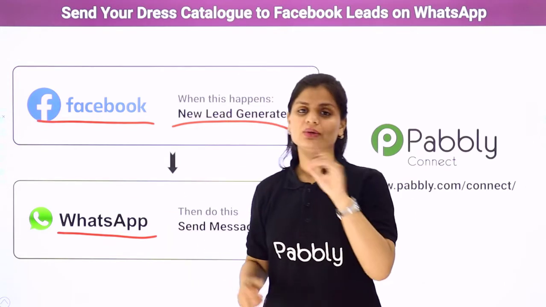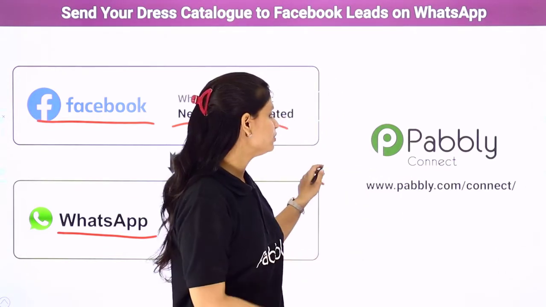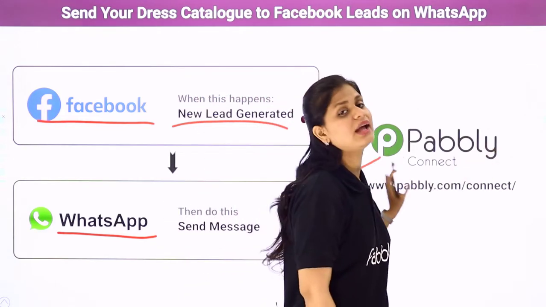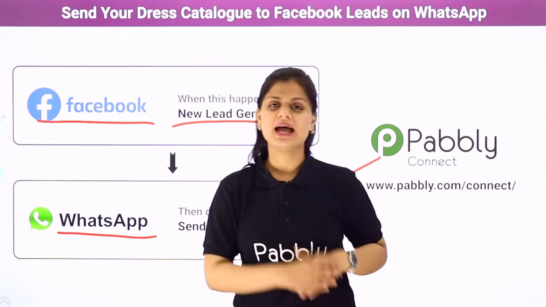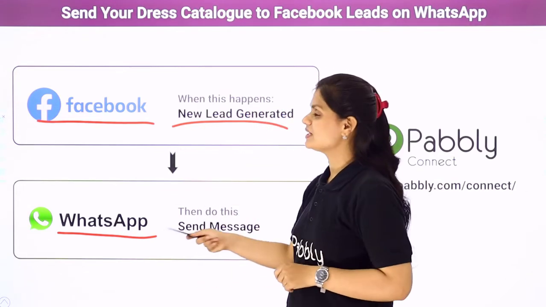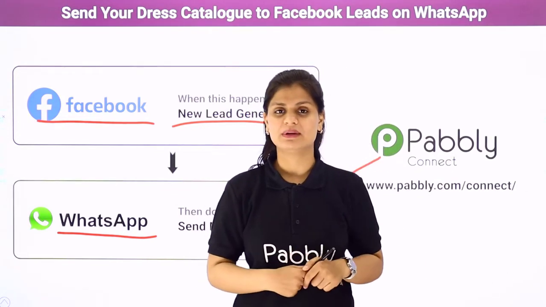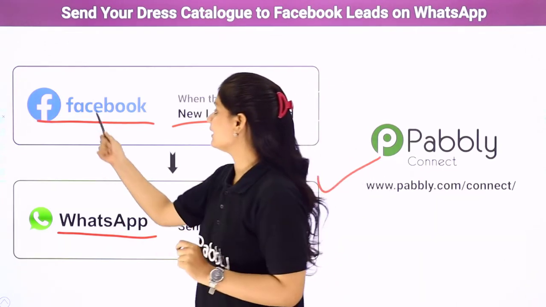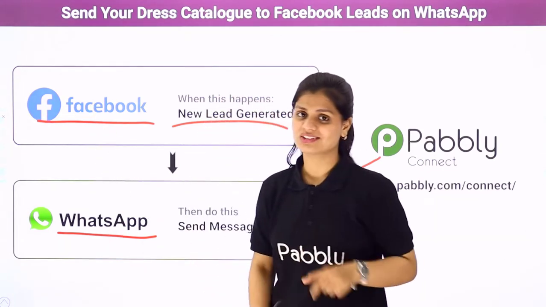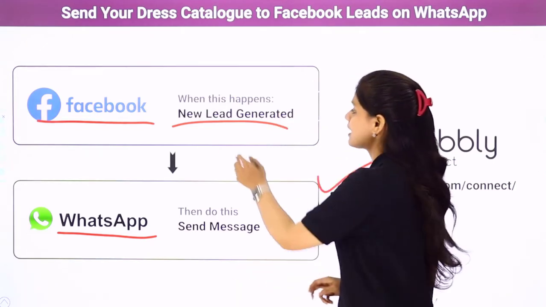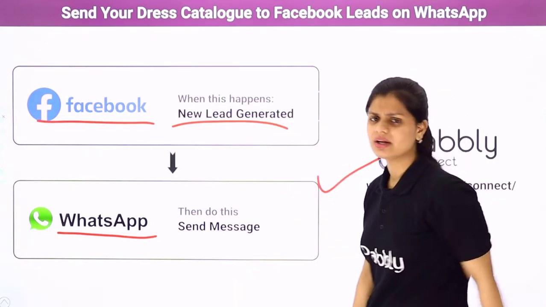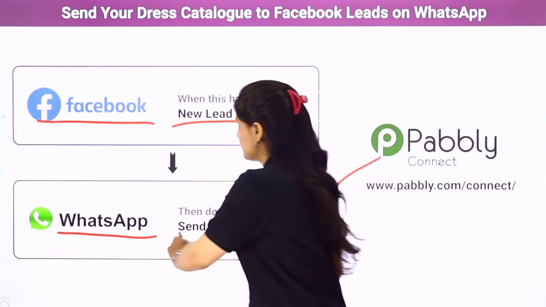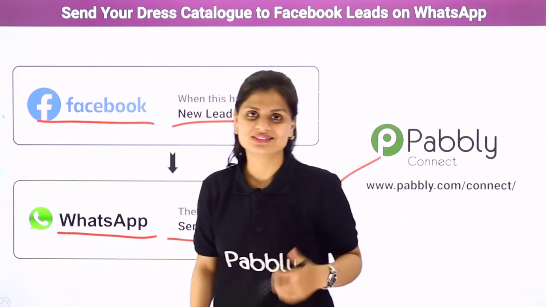How? Let me tell you that in this video we are going to use Pabbly Connect. Basically, Pabbly Connect is an automation and integration software. So with the help of Pabbly Connect, we will be able to integrate these two software applications. So here what will happen is, Pabbly Connect will build a data flow between Facebook and WhatsApp. Every time a new lead is generated in Facebook, the message along with the dress catalog will be sent automatically on WhatsApp.